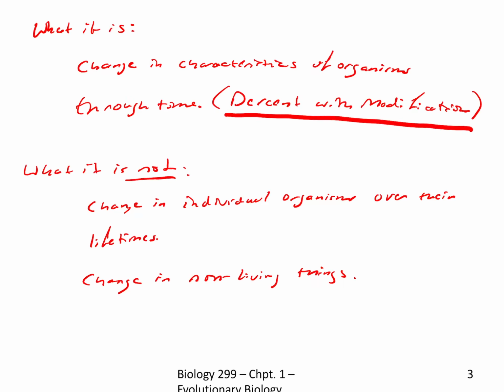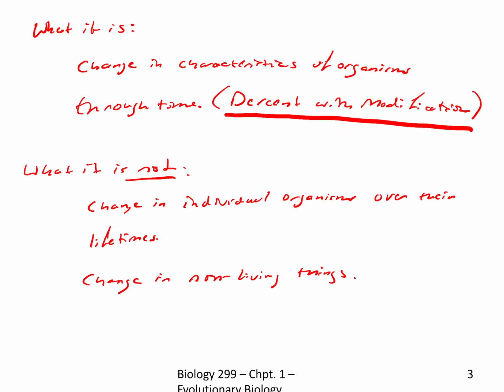This process, descent with modification, evolution, if you will, is a process that occurs at the level of the population. It's actually populations that evolve. The characteristics of populations change from generation to generation. Individual organisms do not evolve, right? So back down here to what evolution is not. It is not change in individual organisms over their lifetimes.